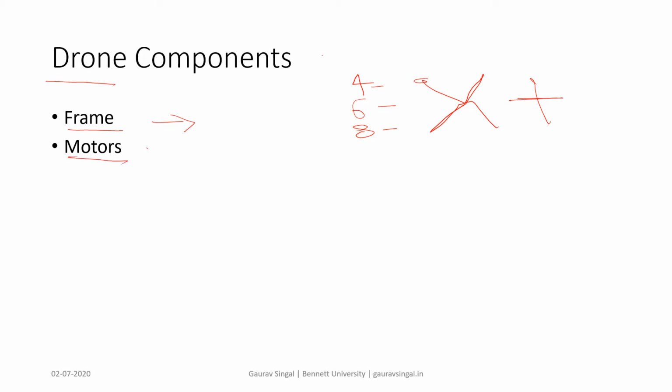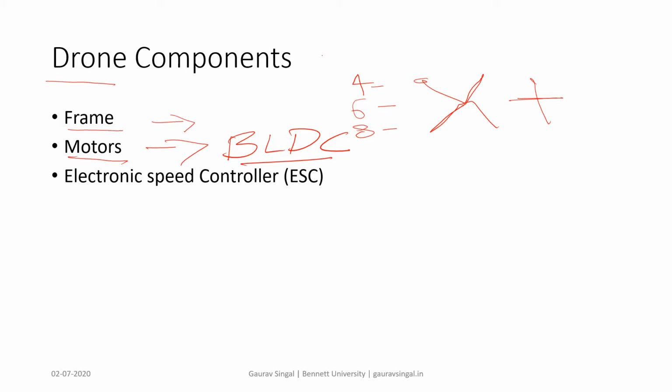Next component is the motor. To fly the drone, we need motors. So what are the motors? In the market there are multiple motors. Basically, the motor is used to fly the drone, to move the propellers. In the market there are DC and AC motors, but in this drone we are using a BLDC motor. We'll tell you what a BLDC motor is, brushless DC motor.